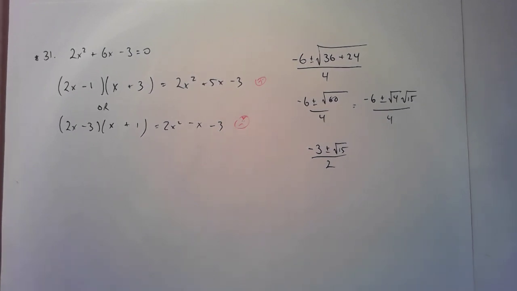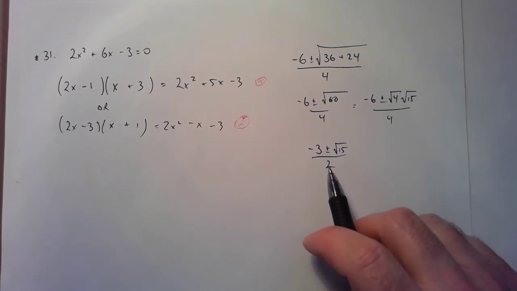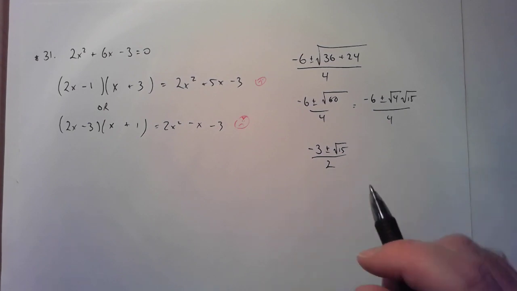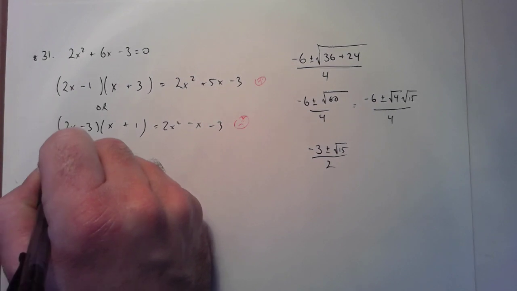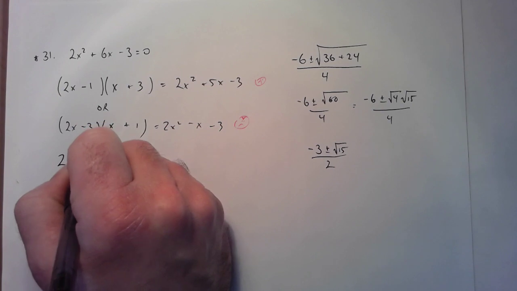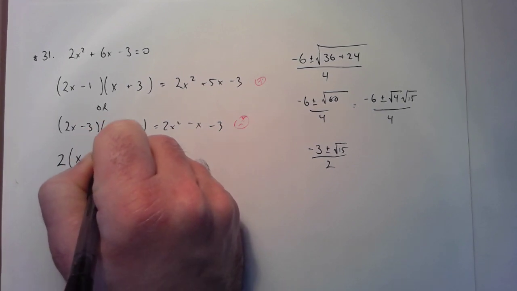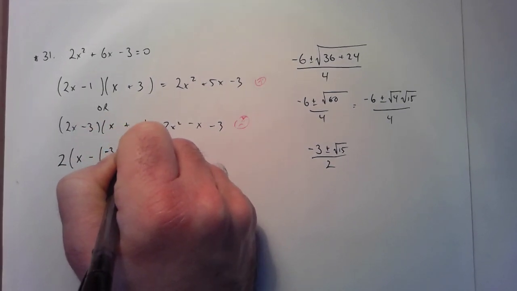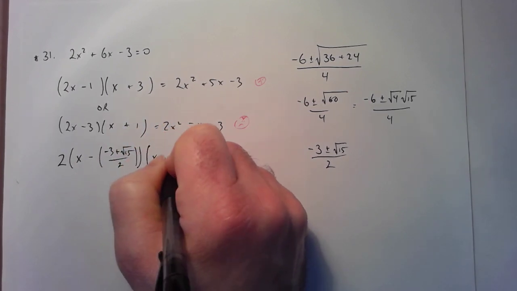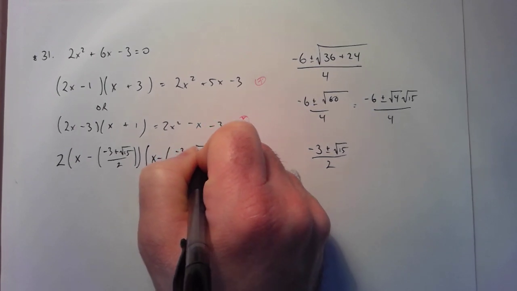Yeah. So just to make sure that we're clear on this, this does have 2 real answers. But if we were some sort of weird genius who is capable of factoring it, this is what we would have gotten. 2 of x minus that, times x minus that.